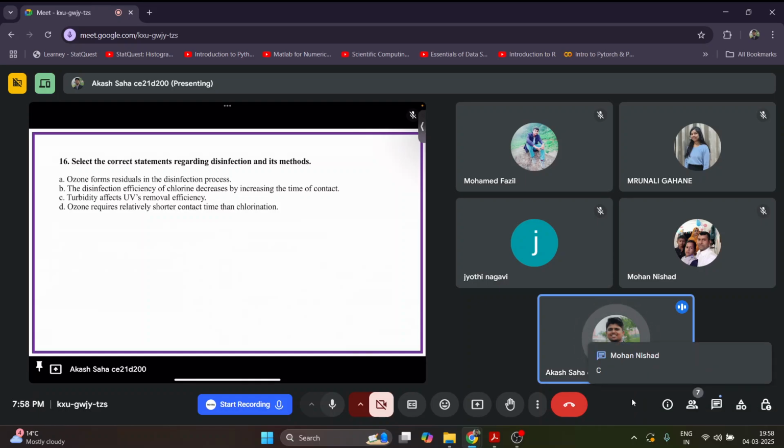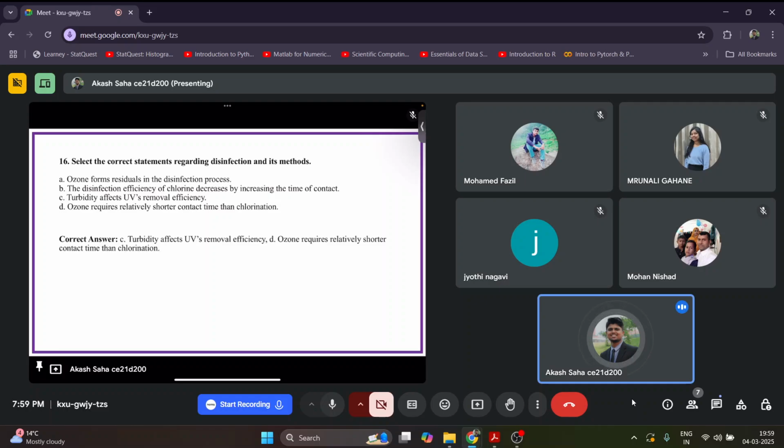Yeah. C is also correct because if turbidity is there, this turbidity or suspended solids will act as a shield for these microbes. They will protect these microbes from getting disinfected. So definitely turbidity will affect the UV removal efficiency. It will act as a shielding effect. That's why options C and D both are correct. Whereas ozone will not form any residuals in the disinfection processes, and the disinfection efficiency of chlorine will increase by increasing the time of contact. As the time of contact increases, it will increase the efficiency.